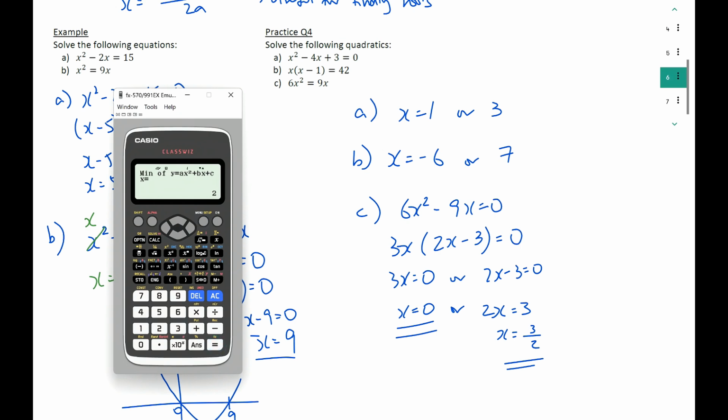Okay, let's try one more, for example. We can also find a minimum point, by the way, using the calculator. So let's say we'll do C. 6x squared minus 9x plus 0.